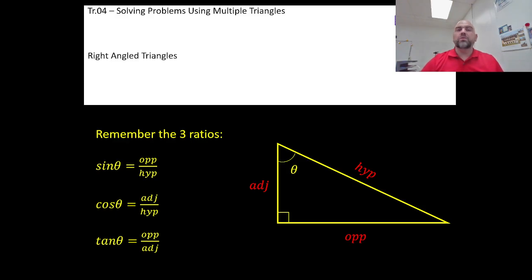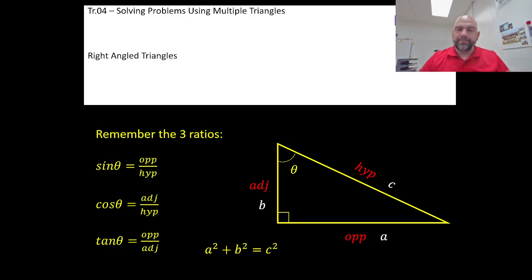Another one we can only use with a right angle triangle is Pythagorean theorem. This one is, again, a squared plus b squared equals c squared. So if we have two sides, we can find a third one. We might need to use this as well. But remember with this one, we need to label the triangle a little bit differently. We're going to have A, B, and C, where C is our hypotenuse, and A and B are the two sides that we have. This is what we need to know.